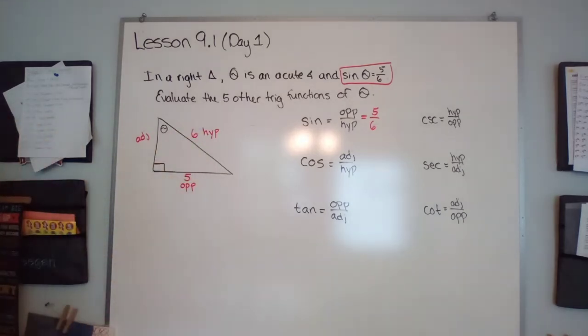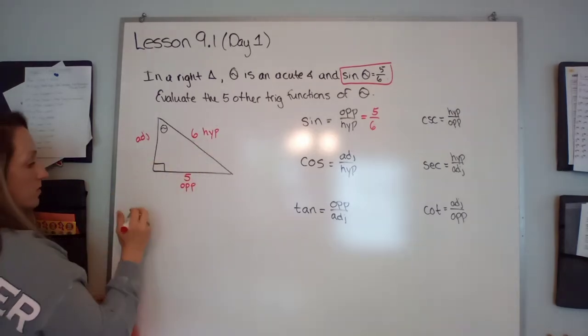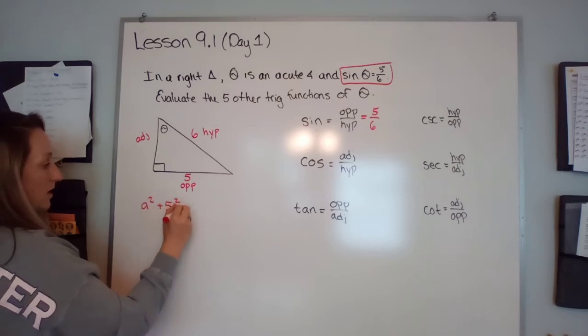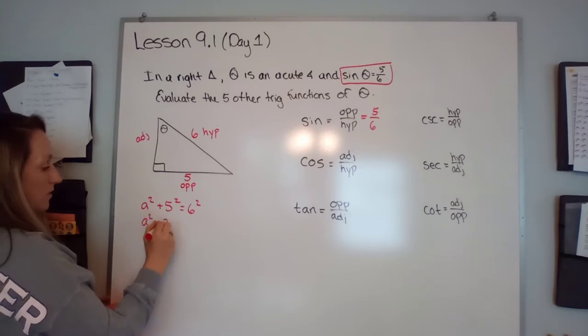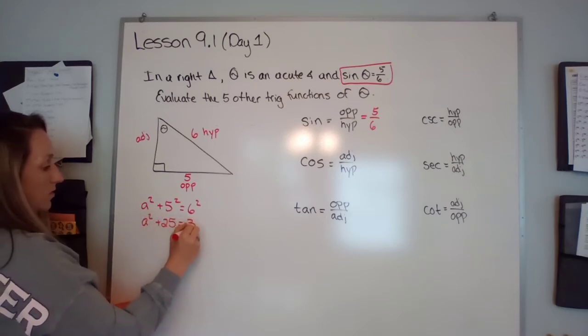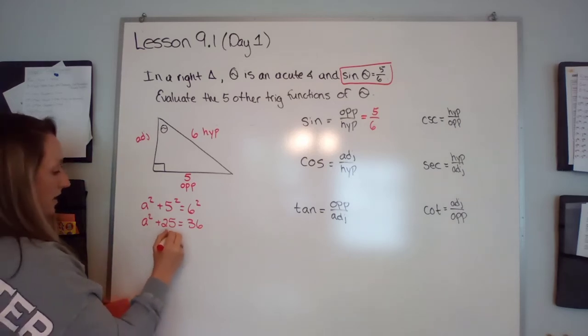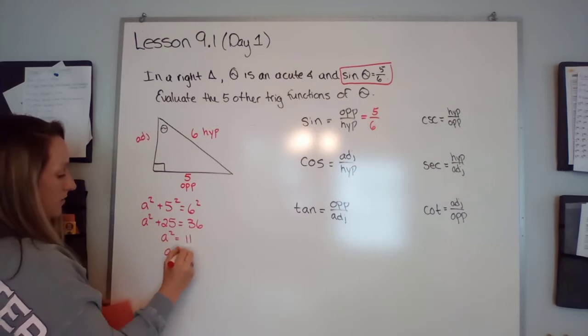To find my adjacent side, I'm going to again use Pythagorean theorem. A squared plus B squared equals C squared. So A squared plus 5 squared equals 6 squared. So I have A squared plus 25 equals 36. You're going to subtract 25 from both sides to get 11. So A squared equals 11. A equals the square root of 11.